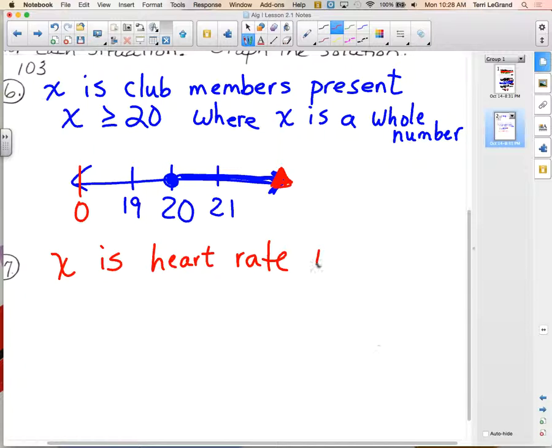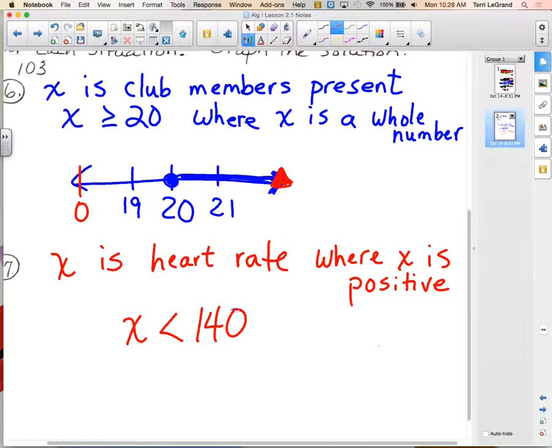So we would have to say where X is, well, wait a minute. Can we have a negative heartbeat? No. I hope not, we'd be gone. So where X is positive, in other words, we don't even want our heartbeat to be 0. It has to be a positive number. We have to be alive. Where X is positive, and then we would say X is less than 140. It says under 140. Would we have the equal to bar there? No, we would not.